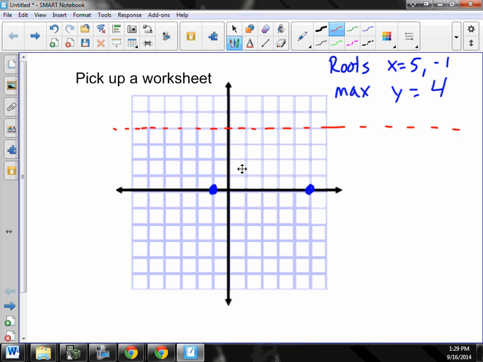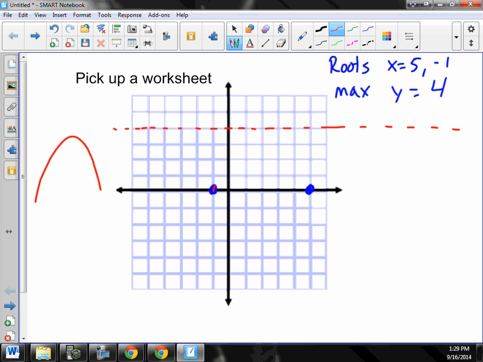If that is a maximum, does this quadratic open up or does it open down, Miles? Oh, wow. I'm impressed. So it's going to be one of these parabolas. Do I know where it hits that red line? Halfway between the two roots.